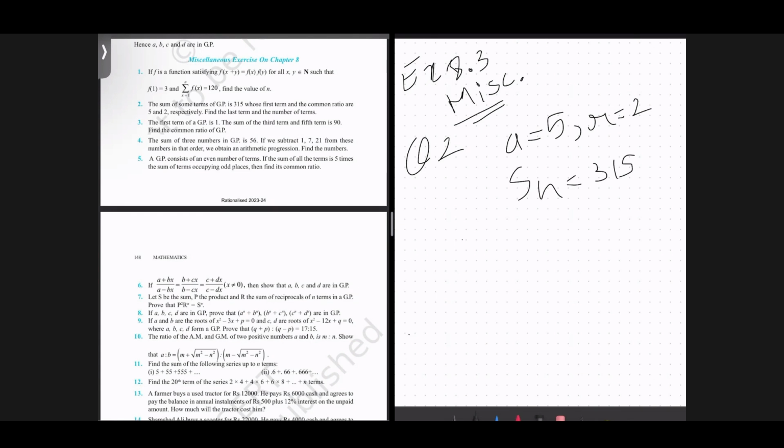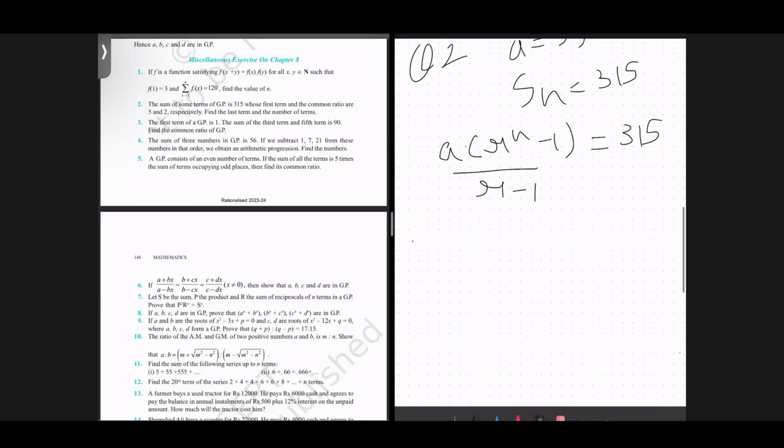So the summation of n terms is going to be a(r^n - 1)/(r - 1), and that has been told to us as 315. So a, the first term of the sequence, is 5. R, we know, is 2. Here we have (2^n - 1)/(2 - 1). We have 315 right here.